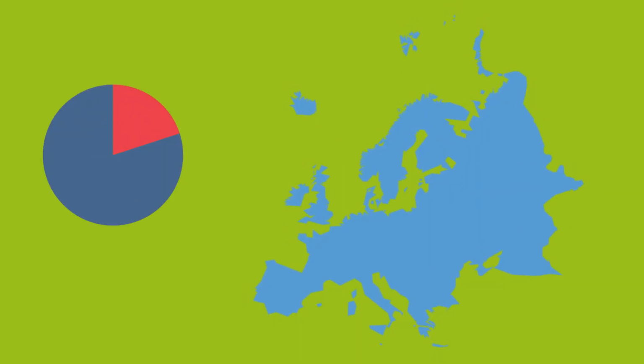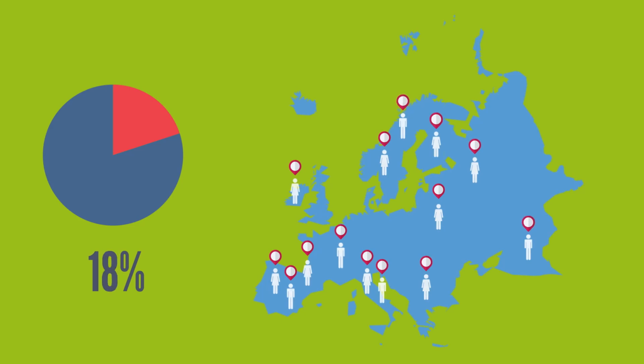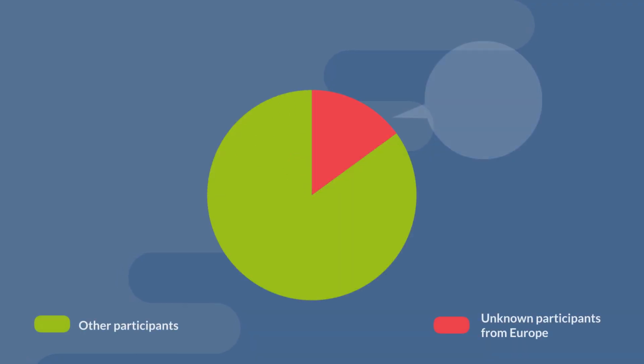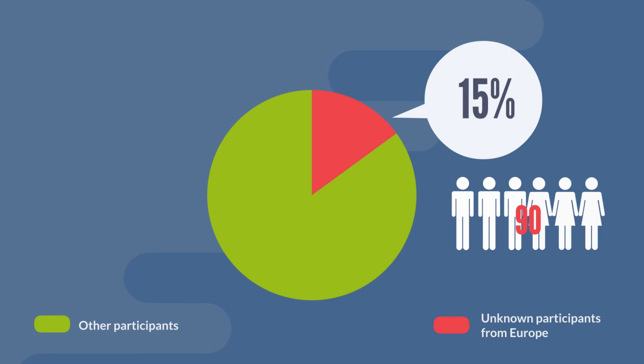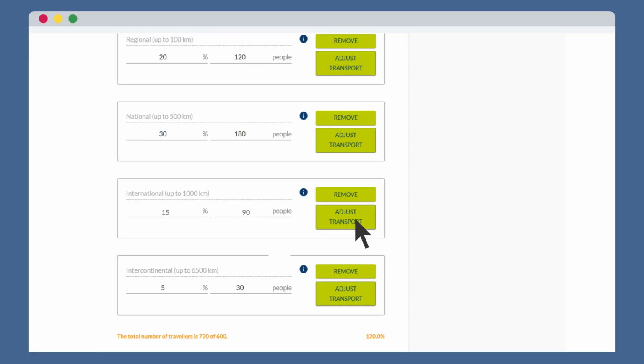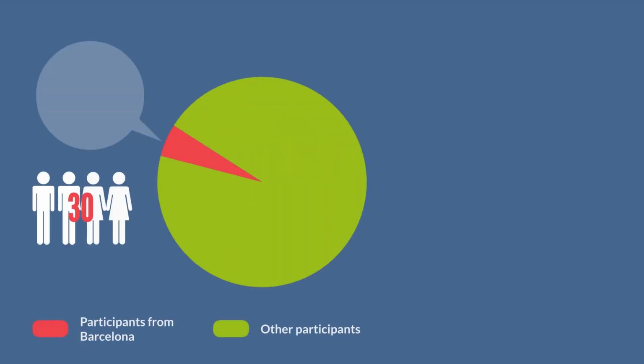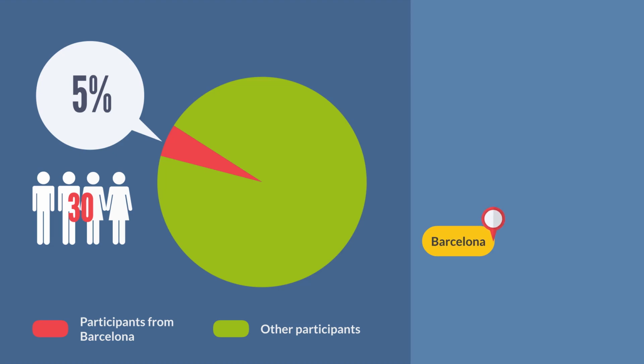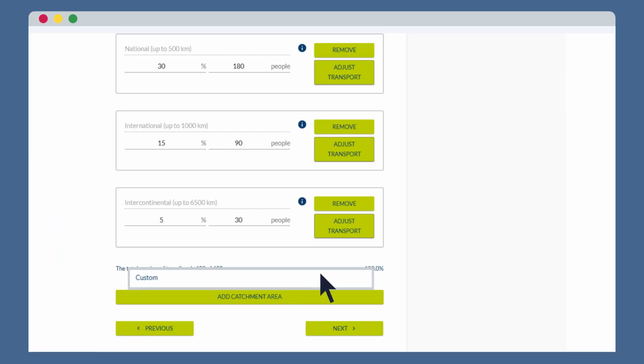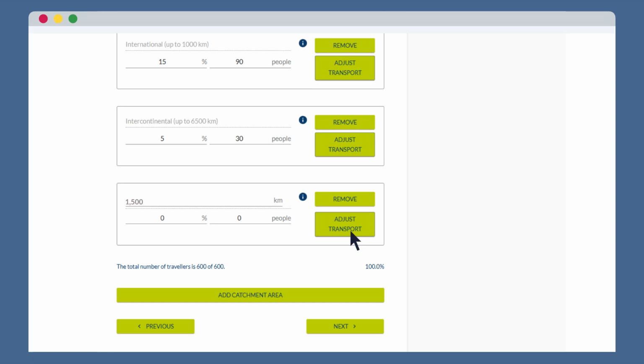For the remaining 20% of participants who travelled internationally from across Europe, things get interesting. While we don't have the exact origins for 90 of these travellers, we know they came from various European cities, with 84 choosing to fly and 6 opting for trains. What we do know, 30 sustainability consultants from our Barcelona office flew to Berlin in economy class. Since Barcelona is about 1,500 kilometers from Berlin, we customized the CO₂ event calculator with a custom catchment area to precisely account for this data.